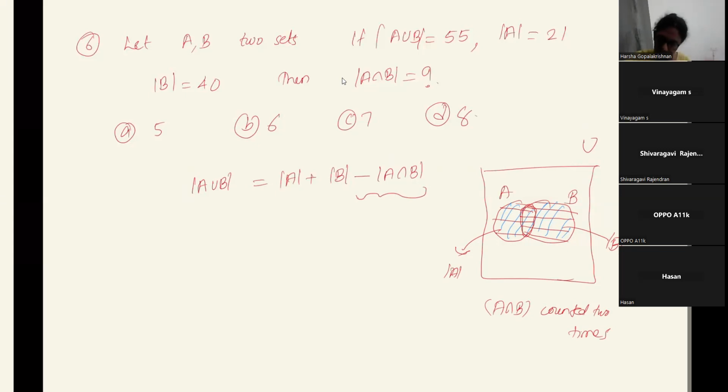Here, A union B is 55, cardinality of A is 21 plus 40 minus cardinality of A intersection B. This implies cardinality of A intersection B equal to 61 minus 50. Okay, so answer is 6, right?